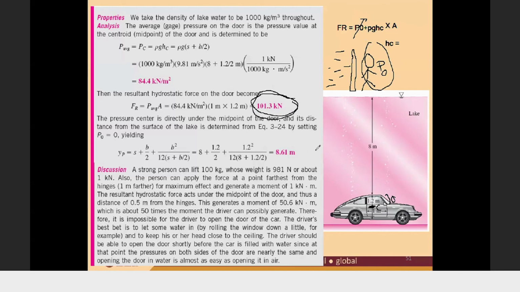Now you want to find the YP. So how to find the YP?